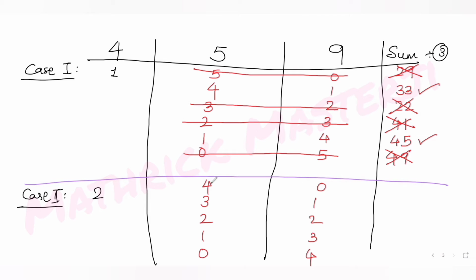So 4 5s, so 20, and 2 4s, which is 8 already. So that gives you 28. This is not possible because it's not divisible by 3. Next, 3 5s, so 15, and 1 9, so 9. So 15 plus 9, 24, plus 2 4s, so 8, so 32. Not divisible again. So this is also gone.